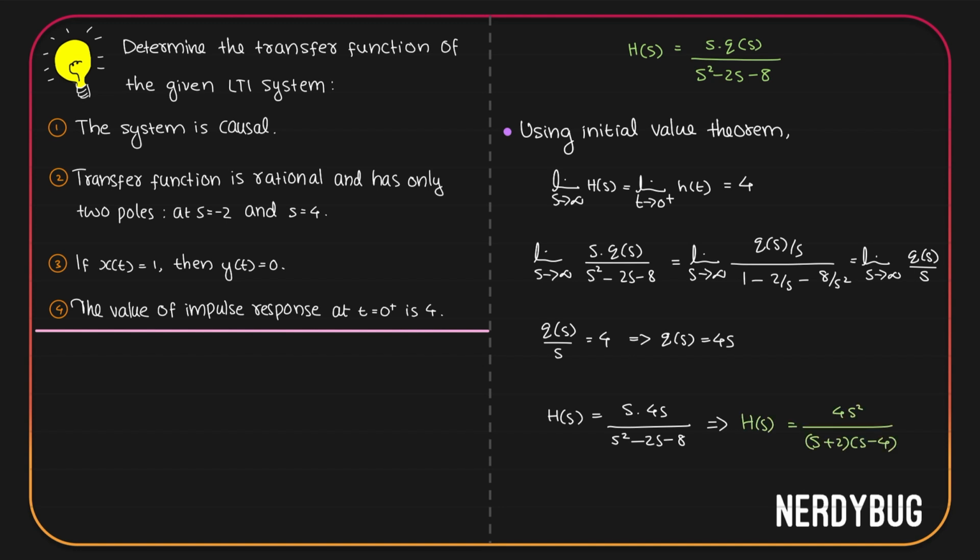We can even write the ROC. System is causal, so ROC has to be towards the right of the rightmost pole, which is s equal to 4. So ROC is s greater than 4, or we can write sigma greater than 4.